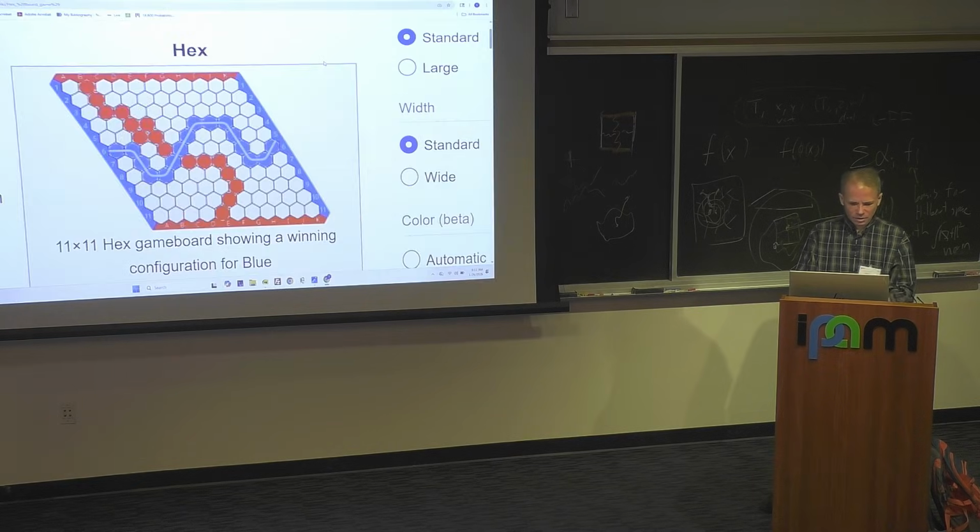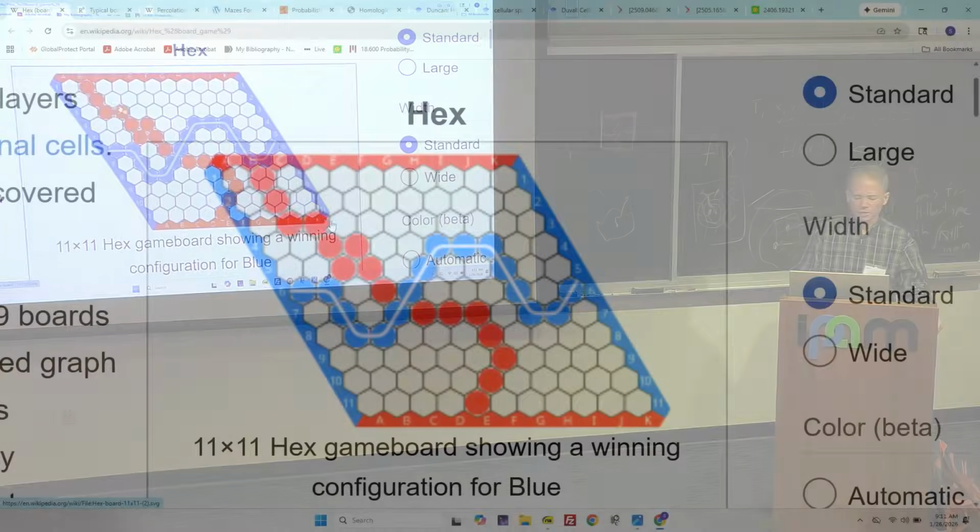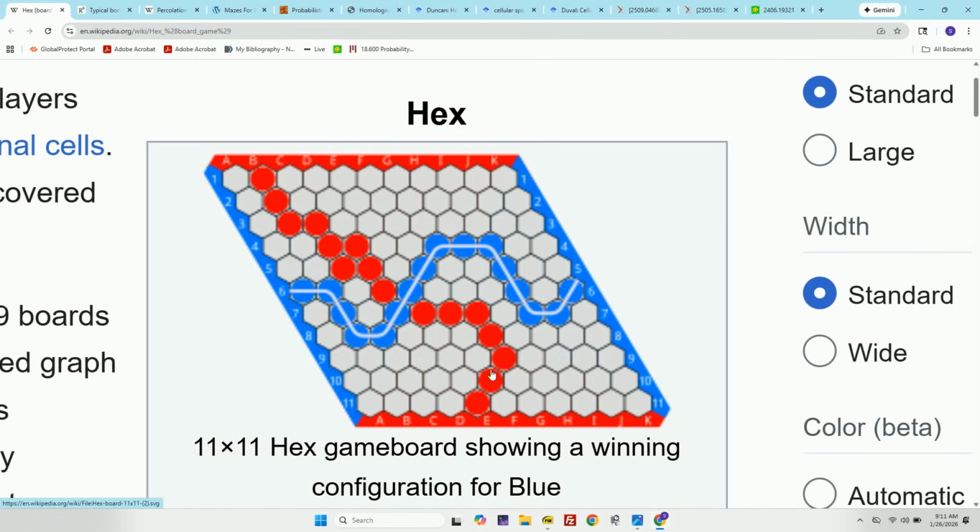And I'll go to here. Yeah, so here's a picture of hex, where if you color the hexagons, when you color the whole thing, there's either going to be a blue crossing from left to right or a red crossing from top to bottom. There's a game where you play it, one player is trying to cross this way, the other player this way.